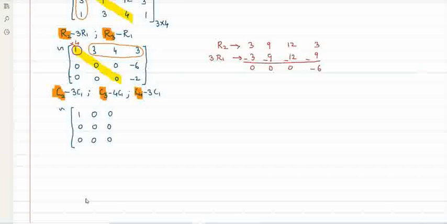Correct. Now the next one, multiply by 3 and their subtraction. Now tell me. 0 minus 6, 0 minus 2. Correct. 0, 0, minus 6 and minus 2.